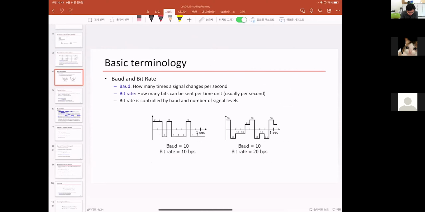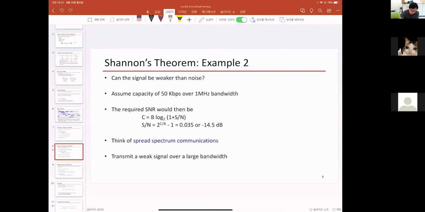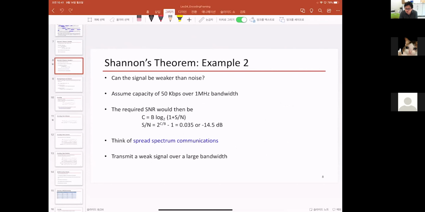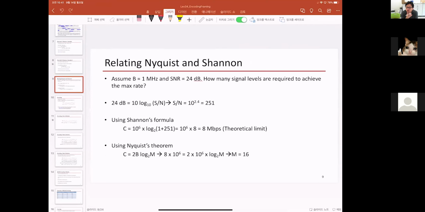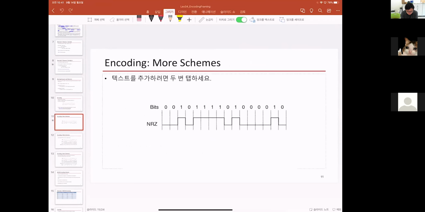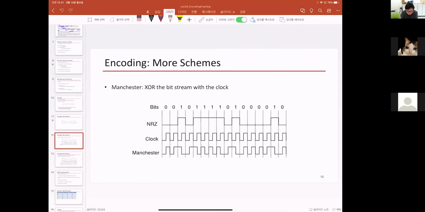Okay. Then we talked about the basic terms, the baud rate and BPS. We also talked about Shannon's theorem and Nyquist theorem. Those are the two geniuses who defined the upper limit of communication, and we humans have never reached it yet. If you can reach the theoretical limit, then you can sell your idea to a company, and you could be a millionaire easily.